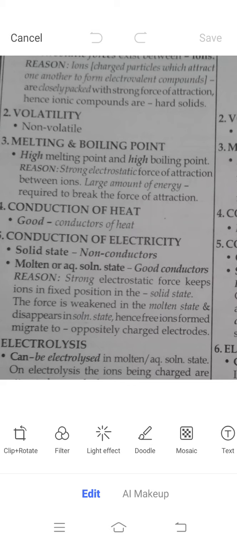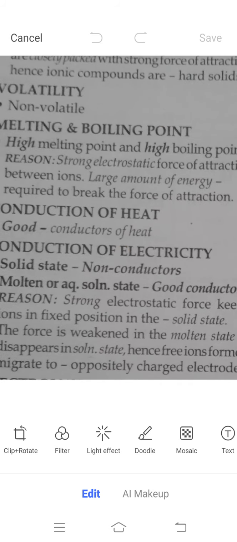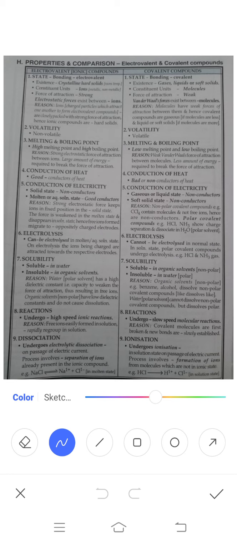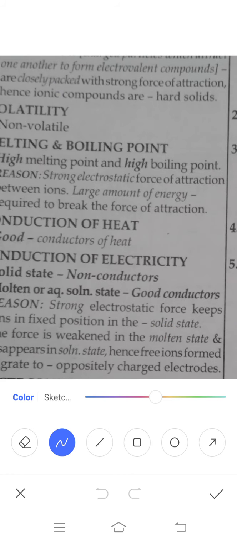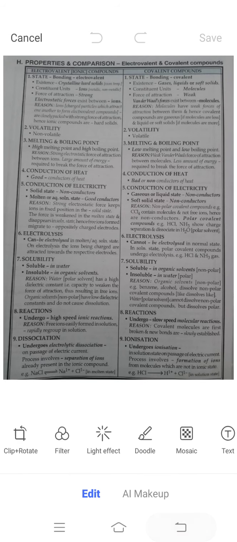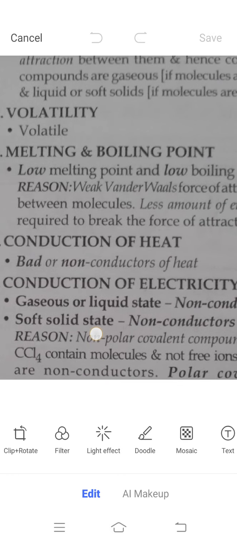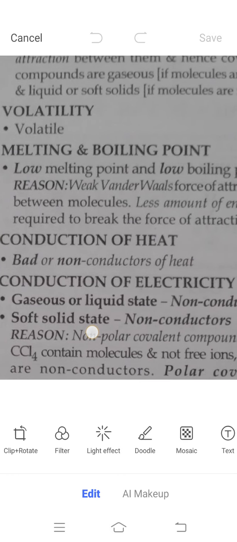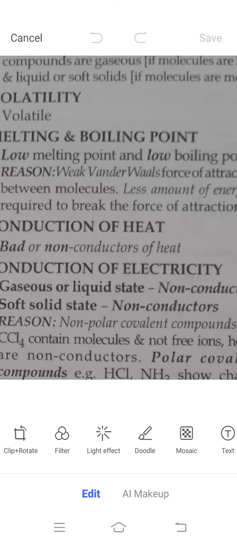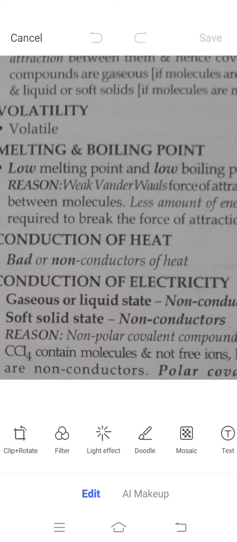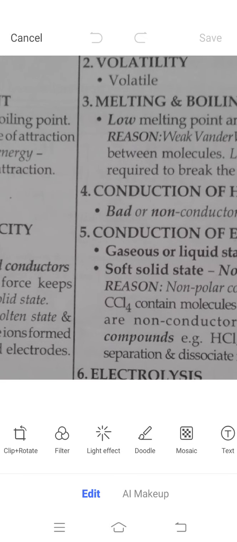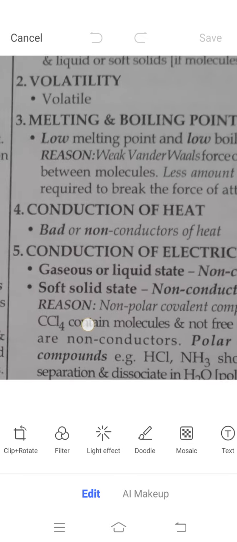Now here, the melting and boiling point of ionic compounds is high. What is the reason here? As you can see, strong electrostatic force of attraction between the ions is present. Hence they will require a large amount of energy to break the molecules. Yes or no? Similarly, in covalent compounds, melting and boiling point is what? Low. Now why is it low? Because they have a weak van der Waals force of attraction between the molecules, and hence they require less energy and can easily be broken down.